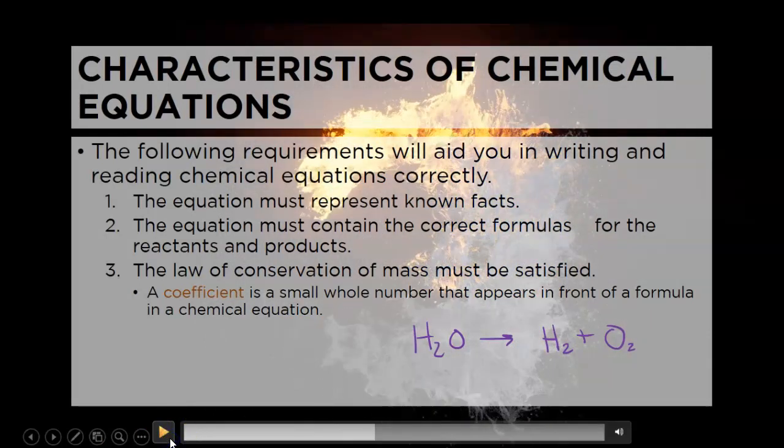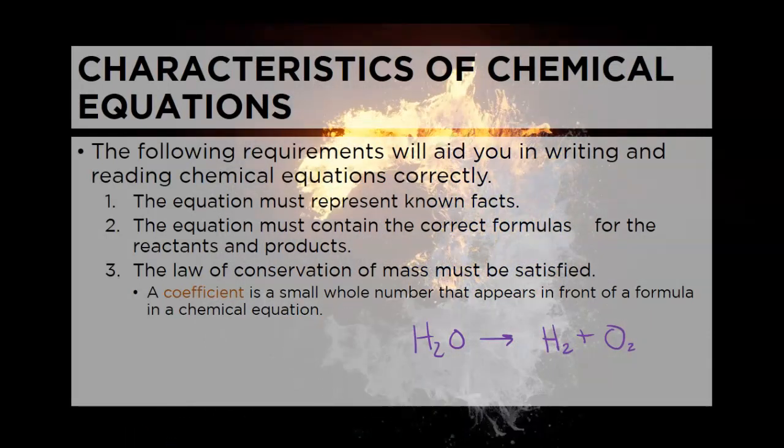But that's not the only thing wrong with our equation, because now I have to look at the third thing: the conservation of mass has to be satisfied. If I look at my hydrogens, there are 2 hydrogens on this side, 2 hydrogens on this side. But if I look at oxygen, I only have 1 here, and I have 2 here. So can I just make it H2O2? Does that look like something I can do? Now it's balanced.